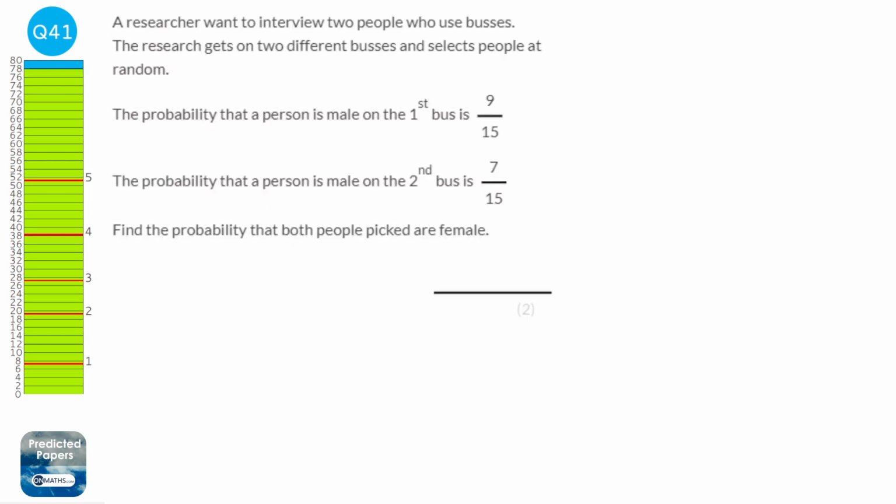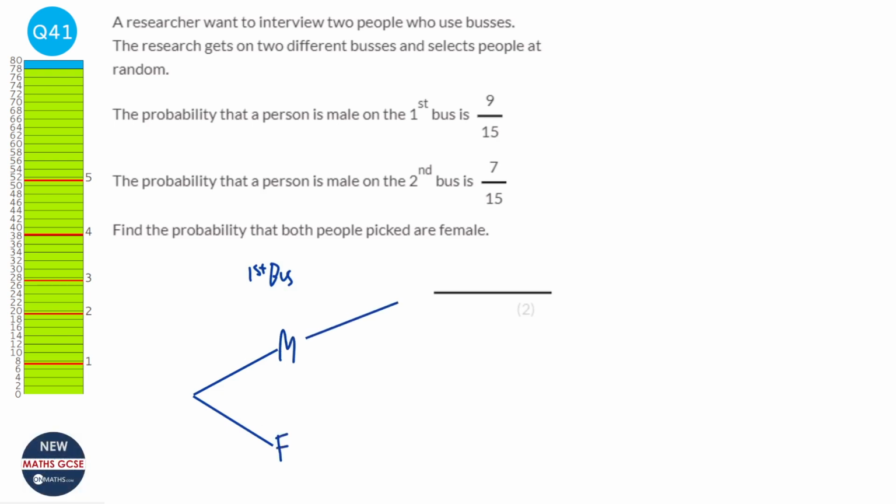So w is 18. There are a few different ways you could answer this question. I'm going to do it with a tree diagram, but you didn't need to draw a tree diagram to answer this question. So we've got our first tree, which is our first bus. And the choices are male and female. And we've got our second kind of branch, I suppose. And it's still male and female. And this is our second bus.